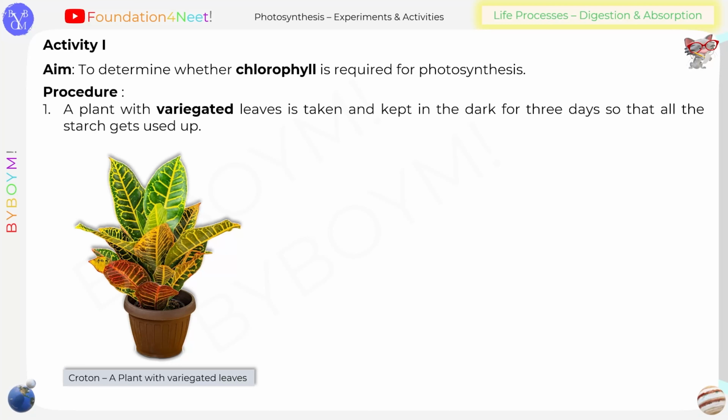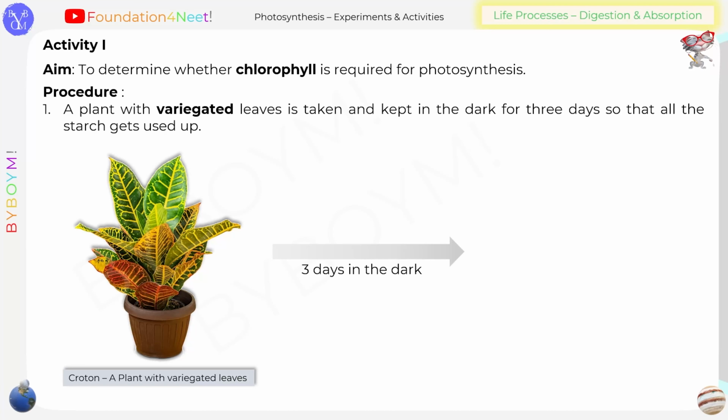We take a plant with variegated leaves. Variegated leaves means a leaf that has both green as well as non-green regions. So the green regions look green because of the presence of chlorophyll. So what would we do next? We will keep this plant in dark for 3 days. Sir, what would happen then?